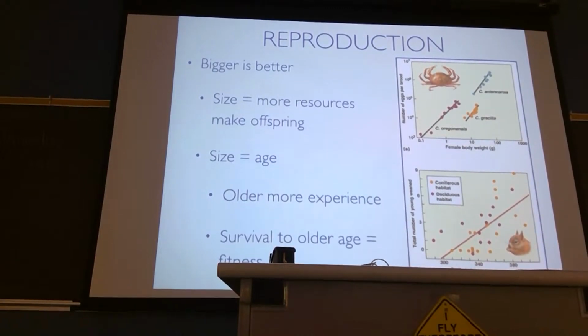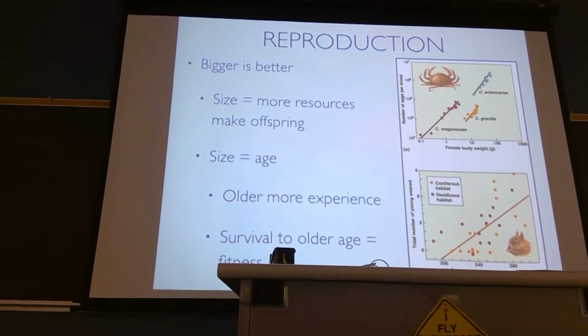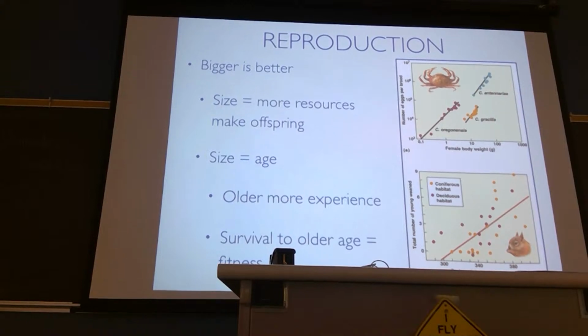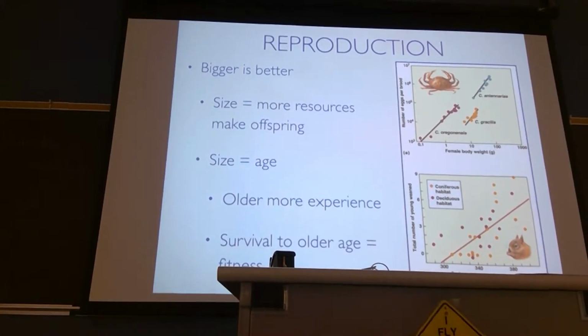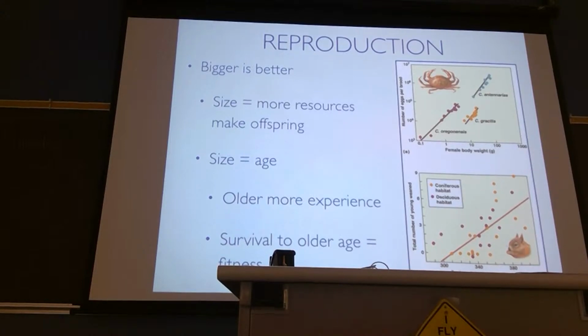The other thing is that size being linked to age means that if you have survived to be big and old, your genes are probably more fit for that environment. You haven't got picked off. And we want those most fit, most well-adapted genes to be passed on to the next generation.